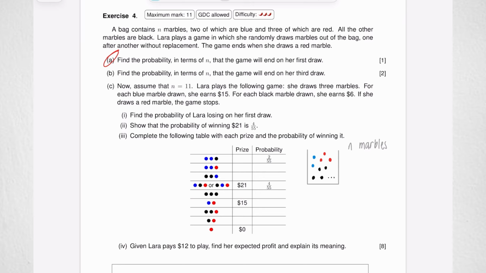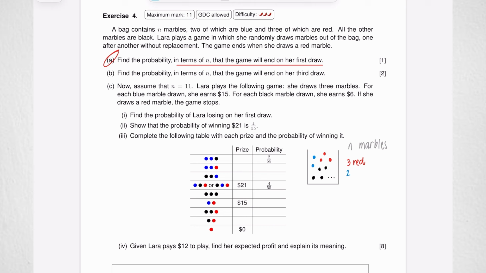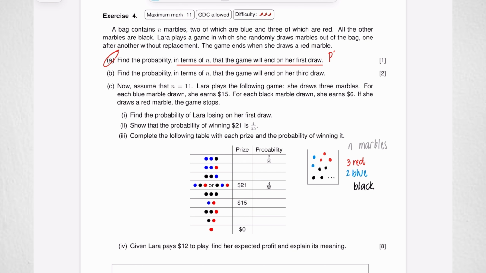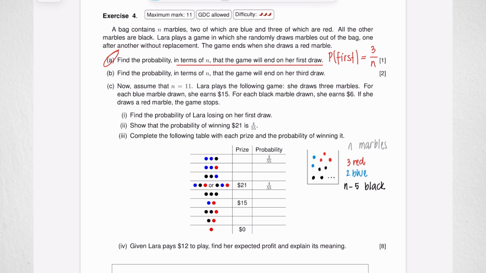Whenever she gets a red marble, the game is over, which means that if we're trying to find the probability in terms of n that the game will end on her first draw, well, on her first draw, she needs to draw a red marble. How many red marbles do we have? It's 3. So we have 3 red, 2 blue, and some which are black. We're going to state as a function of n how many black ones we have in a minute. However, the probability that she loses on the first draw is 3 out of the total, which is n. Now, how many black marbles do we have? If we have n in total, then this is n minus 5. Notice that if you add all of these numbers, you get n.